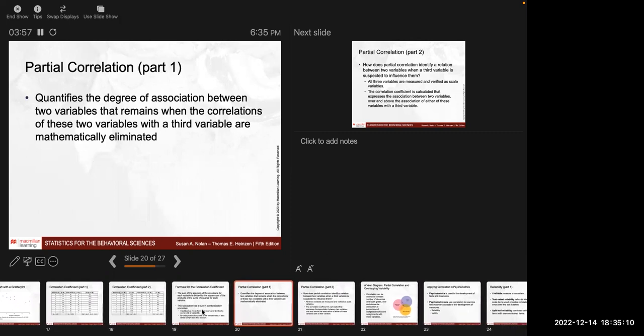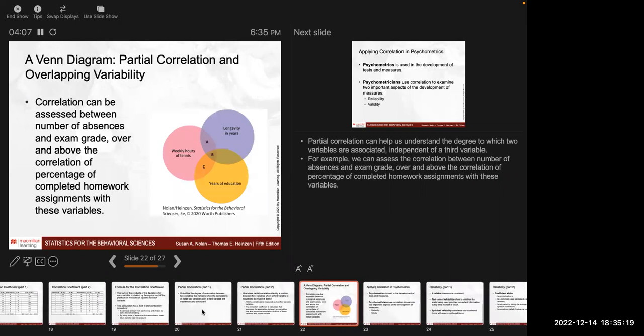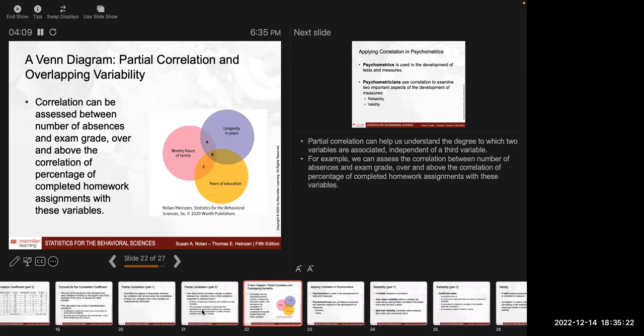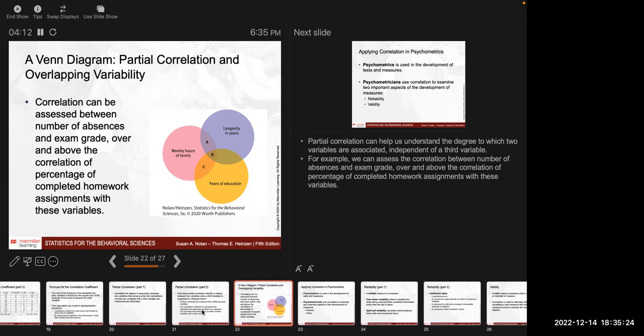Then we have partial correlation, and this is when several variables lead to one particular association, and this is important to keep in mind in the context of a Venn diagram. The Venn diagram shows you overlaps in the predictive qualities. So if variables 1, 2, and 3 come together, where they're overlapping is where you have a joint correlational effect.